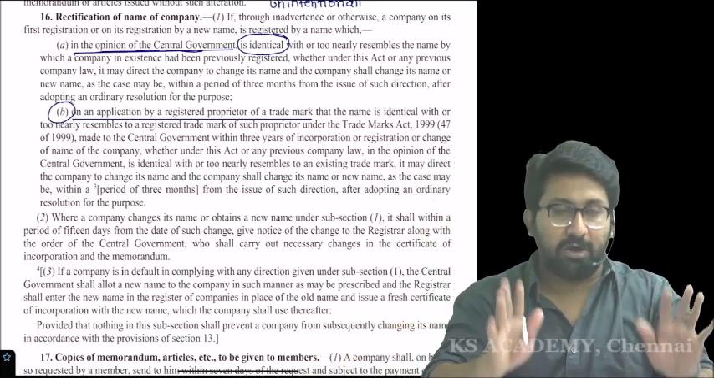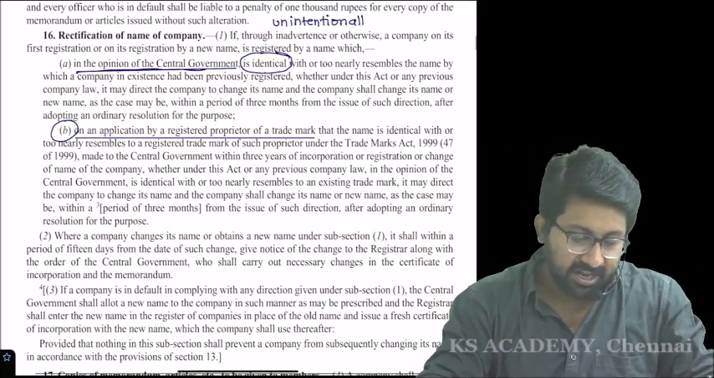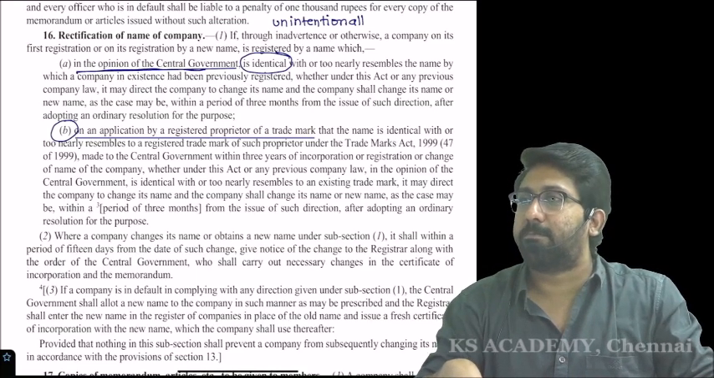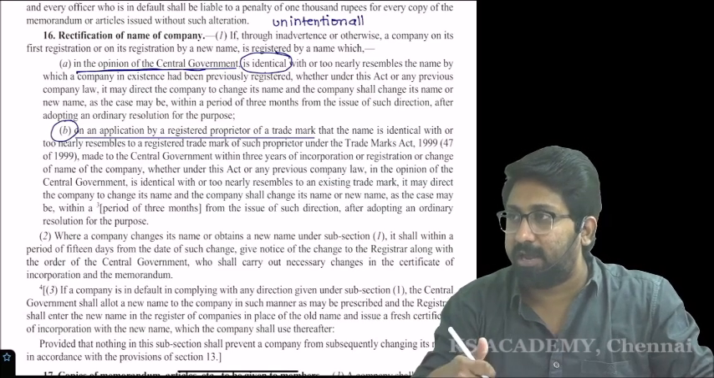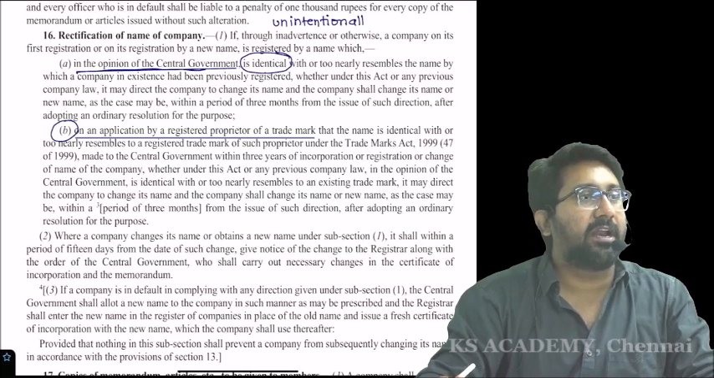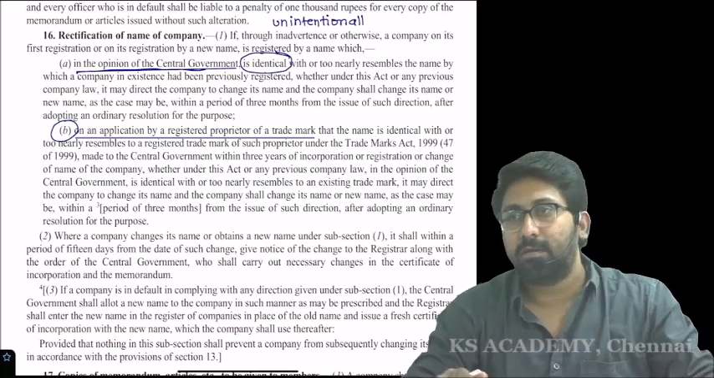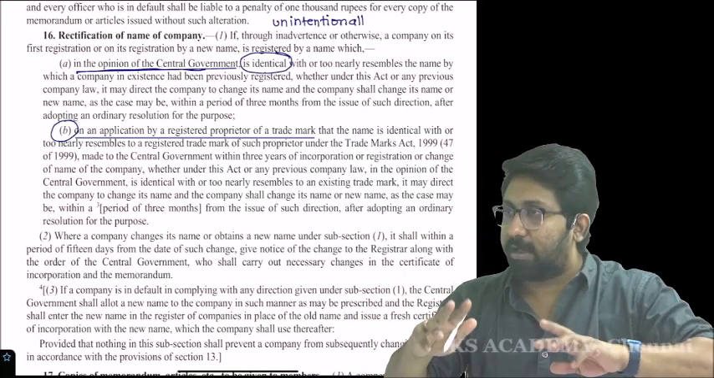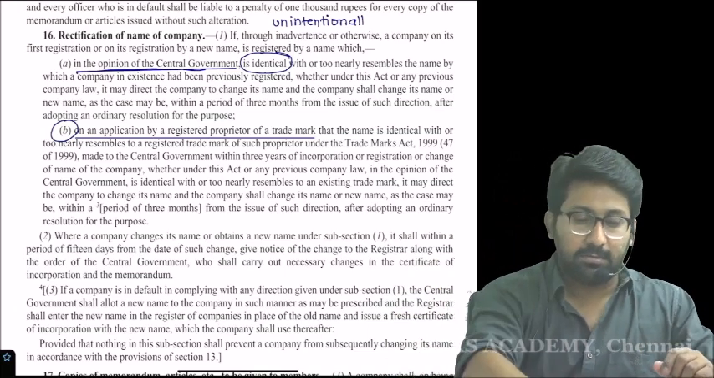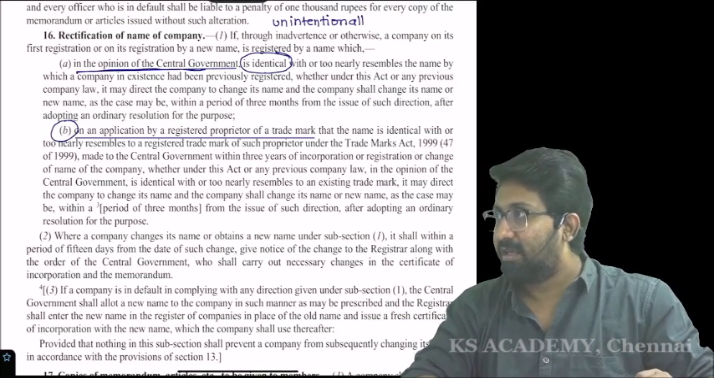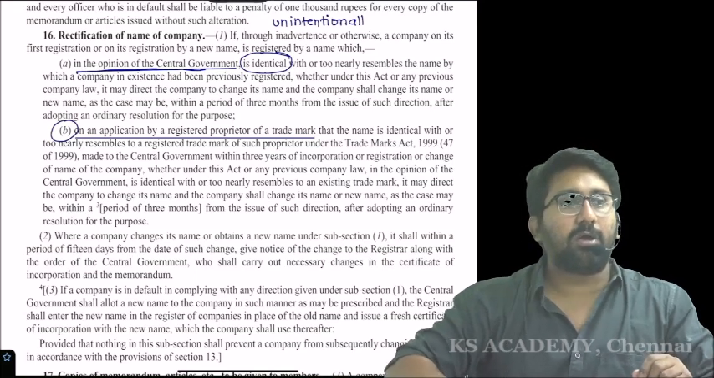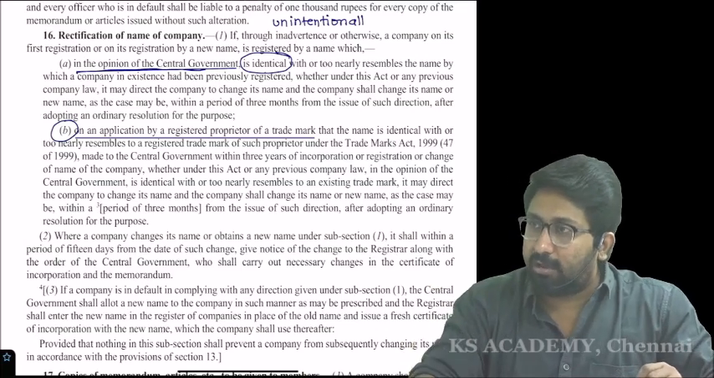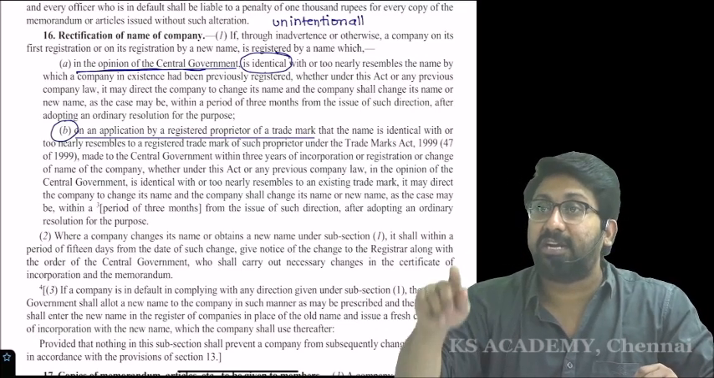Yes. So tell me, what is this section all about? Reservation or rectification? Rectification of what? How many types of companies are covered here? Two types. Proposed company, existing company. A proposed company is trying to apply for a name. An existing company is trying to apply for a new name. In both the cases, my name should not be identical or too nearly resemble the name of an existing company or the name of an existing registered trademark.